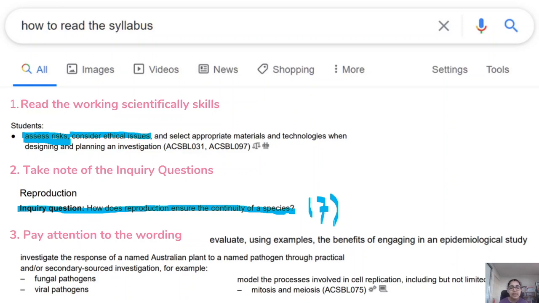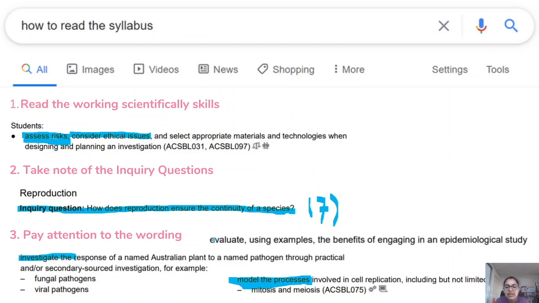So here the wording, let's have a look. For example, investigate the response of a named Australian plant to a named pathogen through practical and secondary sourced investigation. So they want us to actually research and investigate the response. Not just get it from one source, but rather investigate from multiple sources what the response is. Then model the process in cell replication. They actually want you to model these processes so that you better understand it. So really important that you read the syllabus carefully.